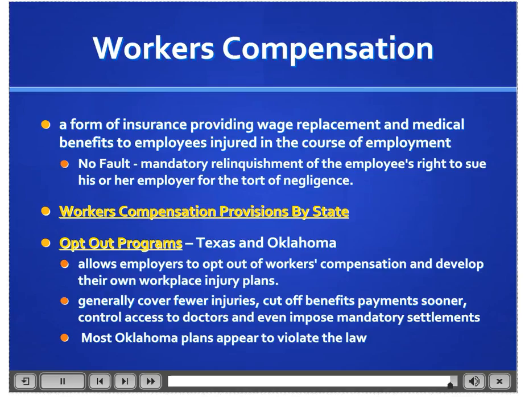Our last slide is regarding workers' compensation, and workers' compensation is the insurance that we take out to help us replace the wages and medical benefits that we need if we're injured on the job. And so if in the course of doing your job you get injured, workers' comp is supposed to cover that. And I say supposed to because we see a lot more challenges to workers' comp.